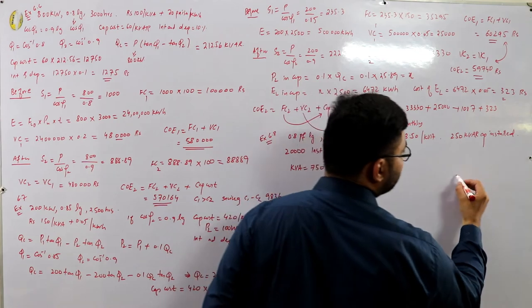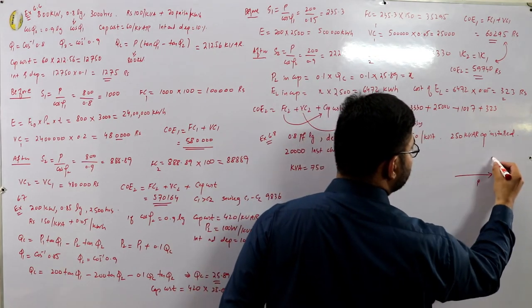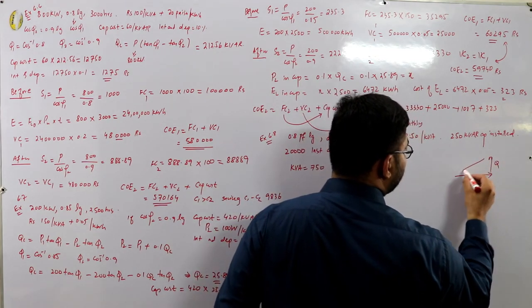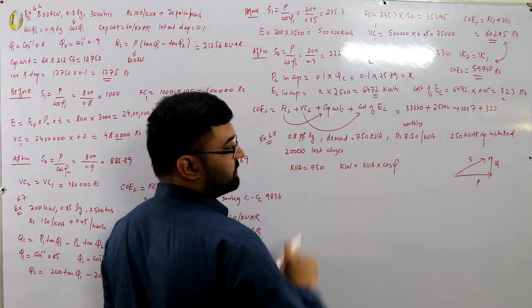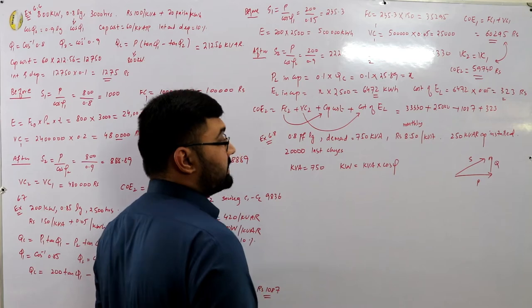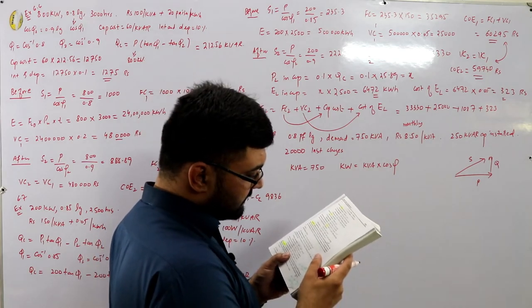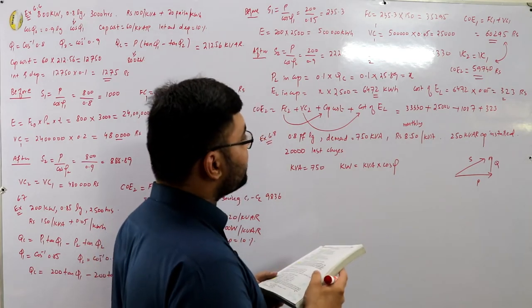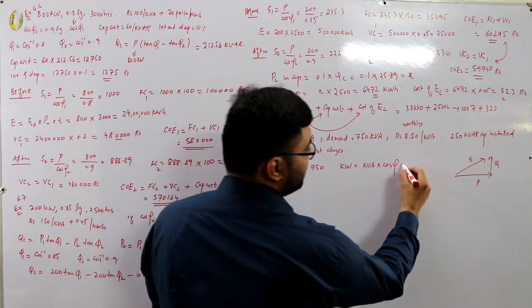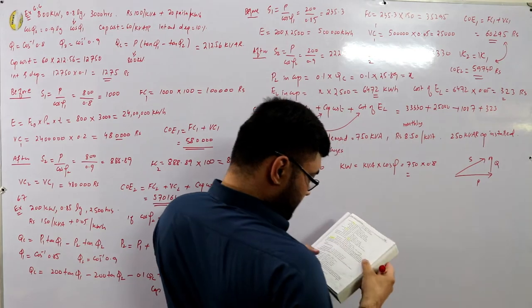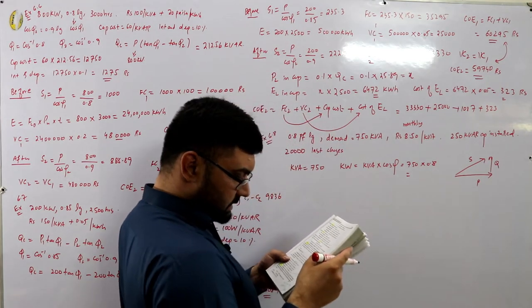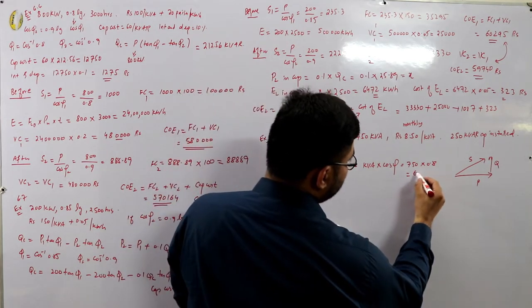Isn't it like this? That is from the power triangle. Have a look. This is P, this is Q, and this is S. So S is the kVA. Have a look from cos of phi. Can you not do it? You can. So 750 multiplied by 0.8. What does this come out to be? This comes out to be 600.